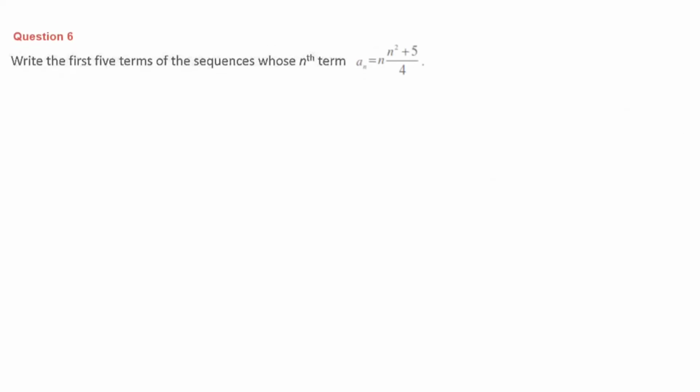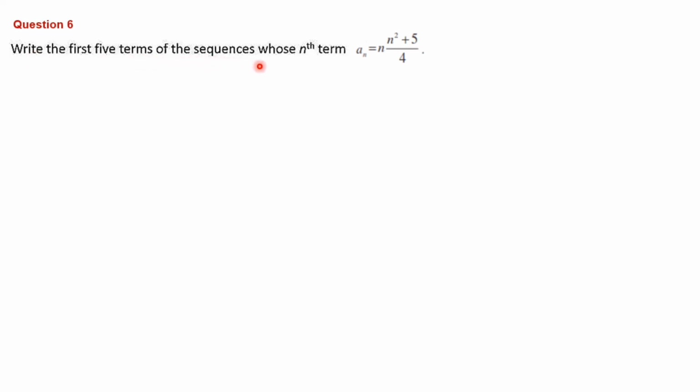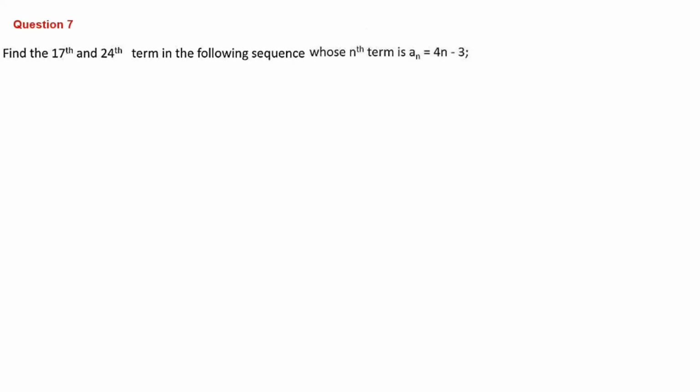Next, the 6th question. Write the first 5 terms of the sequence whose nth term an is equal to n into n square plus 5 by 4. So this question also you will try as homework. Move on to the 7th question. Find the 17th and 24th term in the following sequence whose nth term an is equal to 4n minus 3. Here the 17th term and 24th term we have to calculate. Nth term is given. Quite simple question.